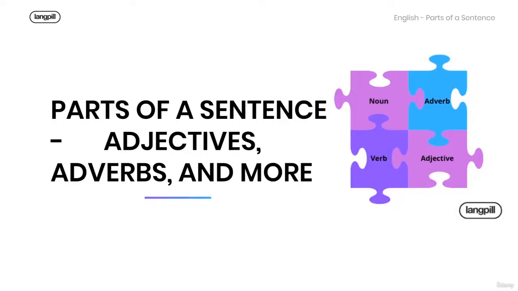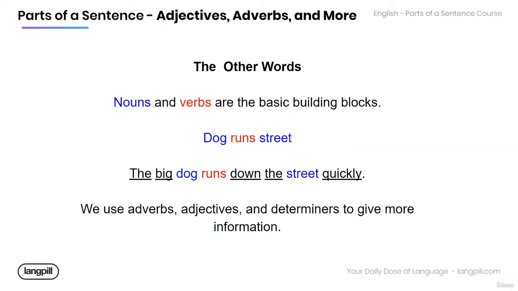Okay, now in this lesson, we're going to cover a few types of words in the English sentence, mainly adjectives and adverbs, and then we'll go over a few other types that are equally as important. So, what are these other words? Okay, we went over the main ones. We went over nouns and verbs. Those are the most important parts of a sentence.